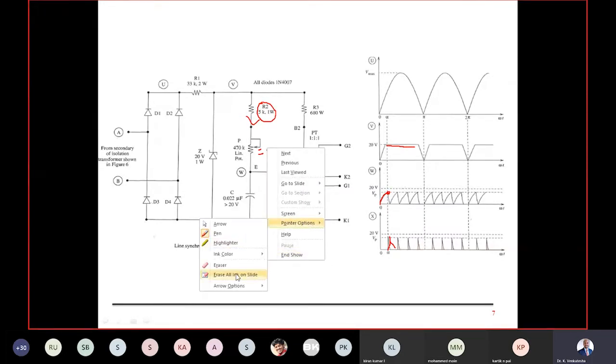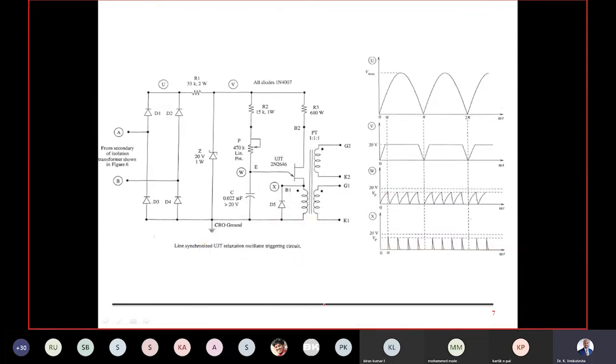Every point is given a notation. This is my U point, where I get this waveform. This is my V point across the Zener, where I get this waveform. This is my W point, where I'm going to get these pulses. I can measure all of them using a CRO, power scope, or a conventional scope. This is my X point across the primary winding of the pulse transformer, where I get this waveform. I can check all the waveforms and write them on the graph sheet.